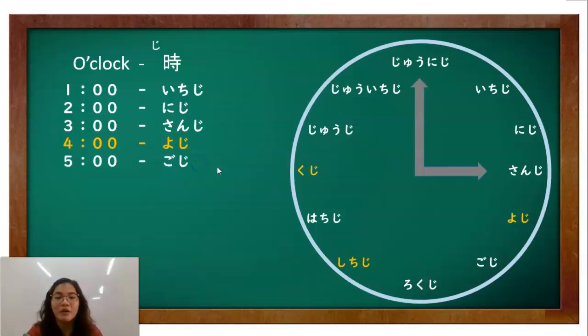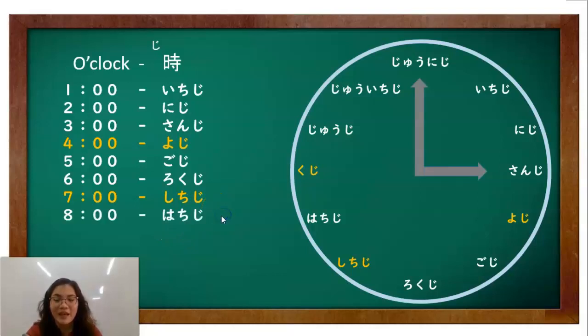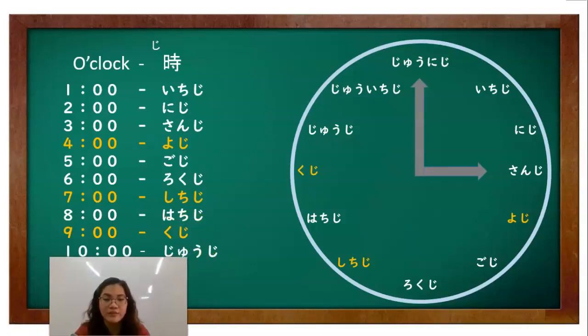Okay, next 5 o'clock is goji. And 6 is rokuji. And 7 is shichiji. Okay. 8 is hachiji. 9 is kuji. Okay. 10 is juji.